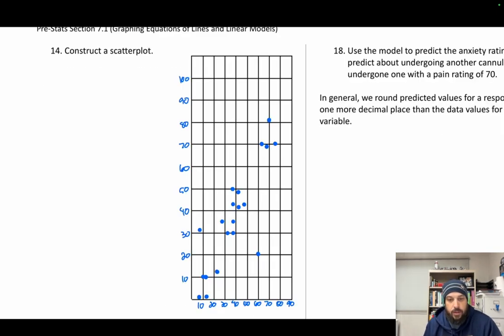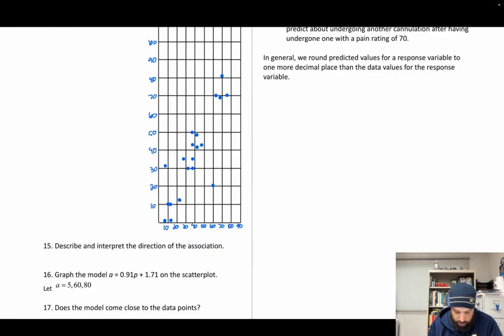All right, and that's your scatter plot going by tens on each axis because of the values that we had, which fits them all in. And so let's answer a couple of things here. Describe and interpret the direction. Okay, so our direction is that our values are going to the right. What's happening? They're going up. So it is positive. And I would say it is even strong, maybe moderate to strong at the weakest.